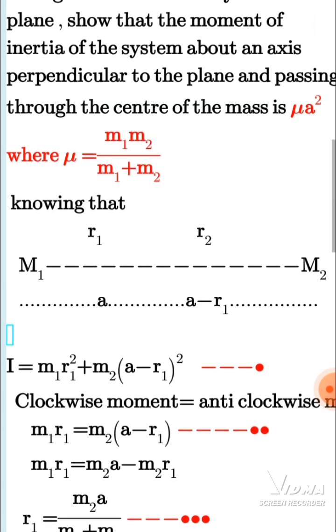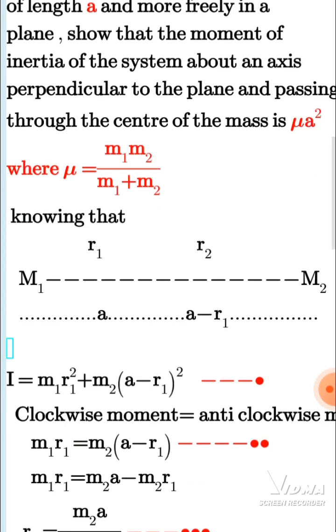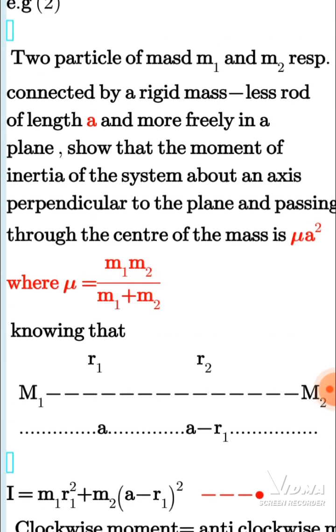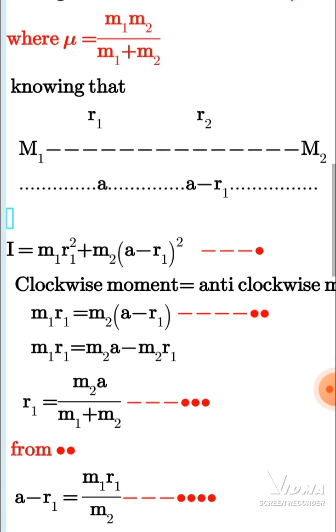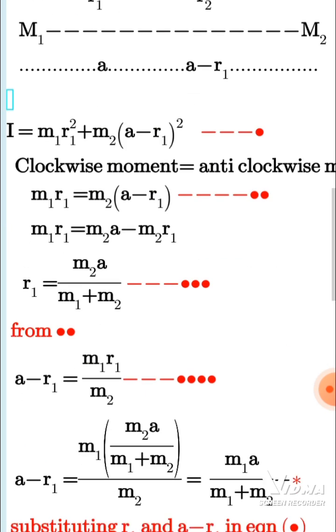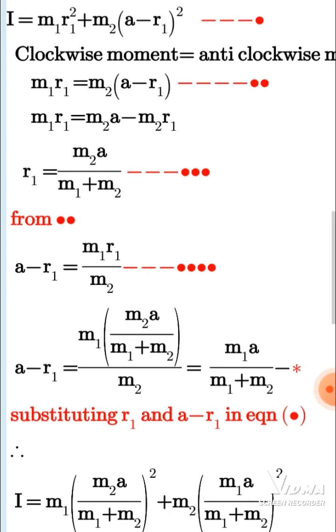We should show that the moment of inertia of the system about an axis perpendicular to the plane and passing through the center of mass is mu a squared. That's what they asked us to show. Now, from equation 2, we can make a minus r1 the subject of the formula, and we have m1 r1 over m2. When we substitute r1 back into a minus r1, we have a minus r1 become m1 a over m1 plus m2.